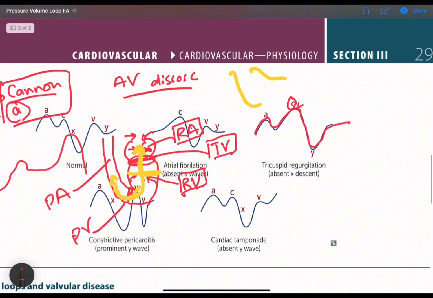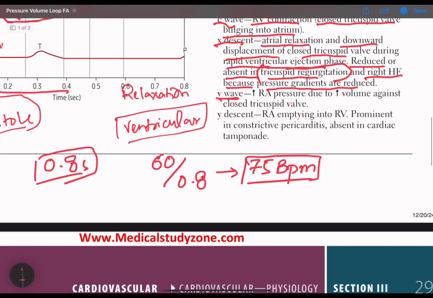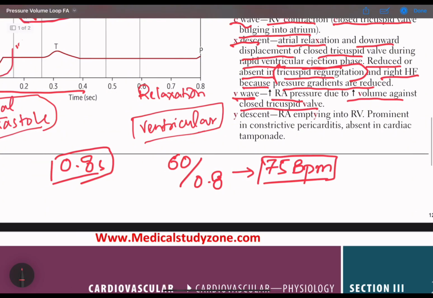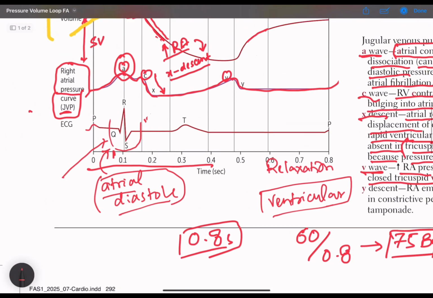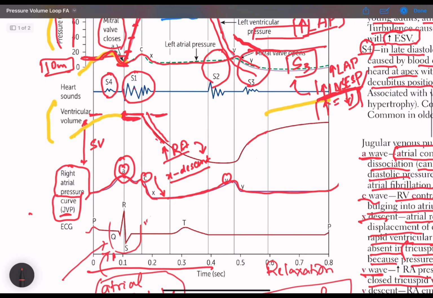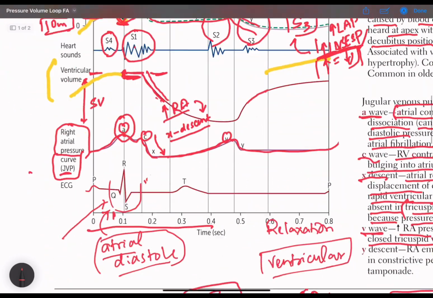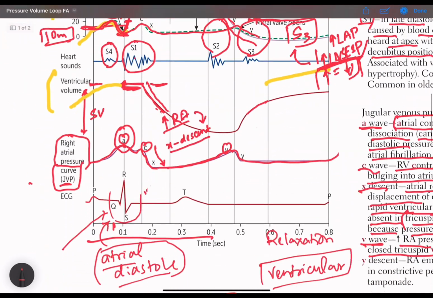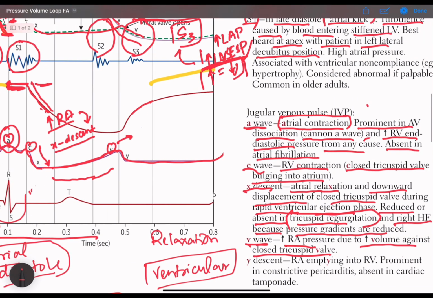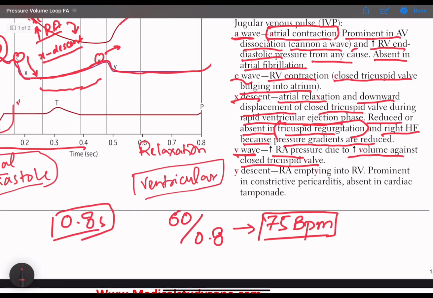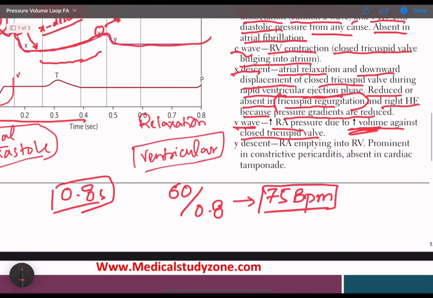This was about X descent. Then we have V wave. V wave is caused by increased right atrial pressure due to volume against a closed tricuspid valve. The V wave, this is V wave, all the changes are occurring within the ventricle. The blood is coming into the atrium, which leads to accumulation of blood, and this accumulation of blood leads to increased pressure, or we have a generation of V wave. So V wave is due to increased right atrial pressure due to accumulation of blood within the atrium.